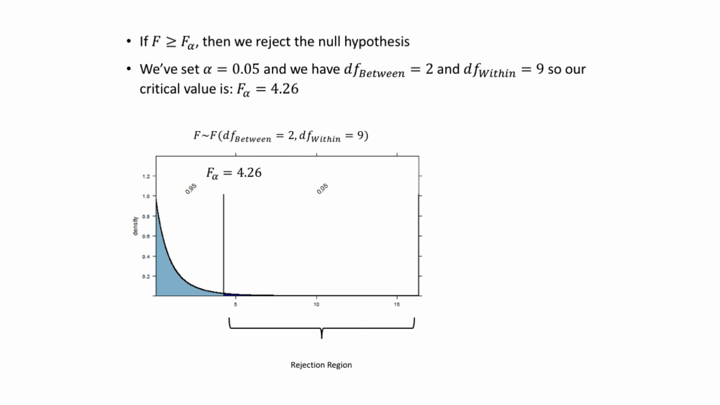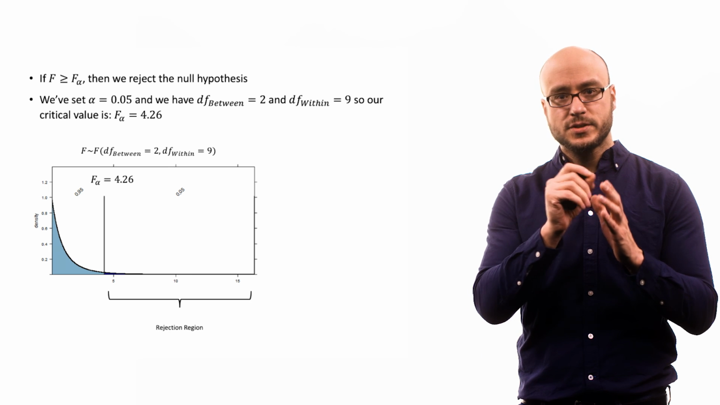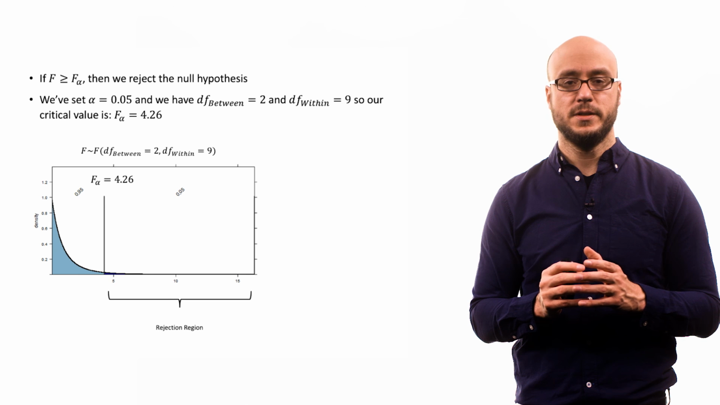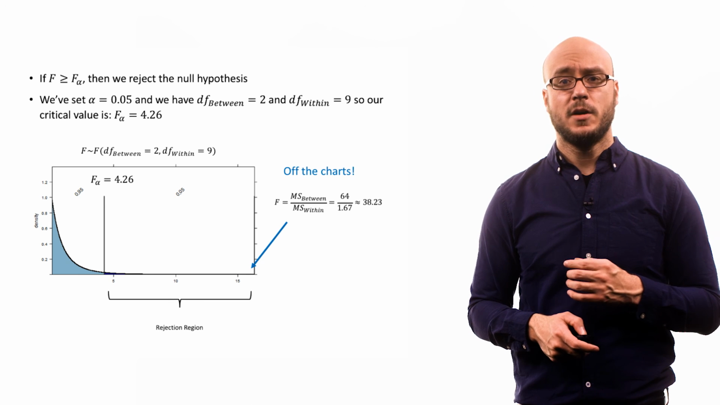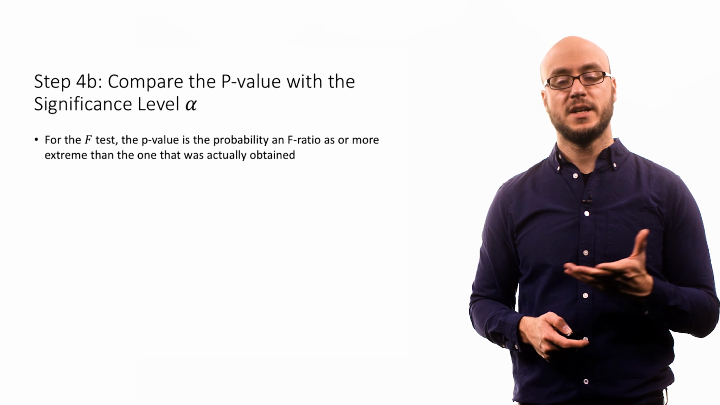Right? This is what the F distribution model looks like with 2 degrees of freedom between and 9 degrees of freedom within. We can see that that's our critical value, and then we have this rejection region. That's just the area under which, if our F test statistic lies in that region, then we can reject the null hypothesis. Right? So in our case, our F test statistic is off the charts. The mean squares between divided by the mean squares within is over 38. That's much larger than this critical value of 4.26. Therefore, we reject the null that these groups all come from the same population, that all of their population means are equal.